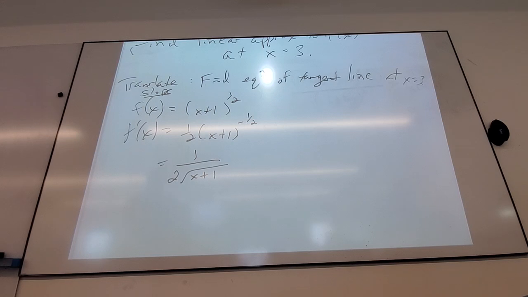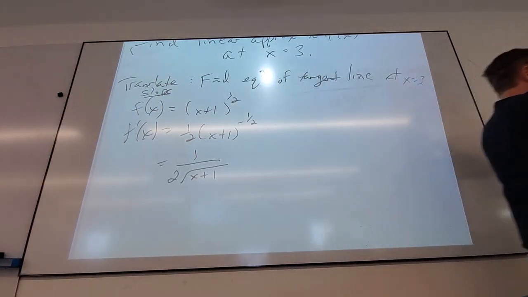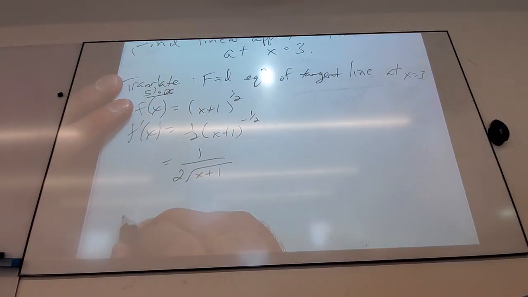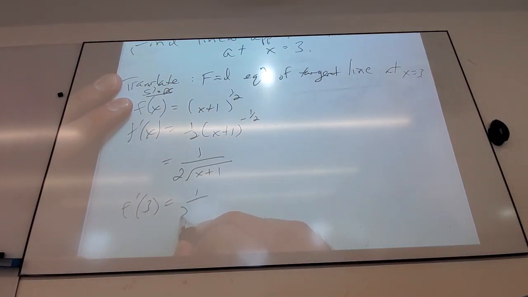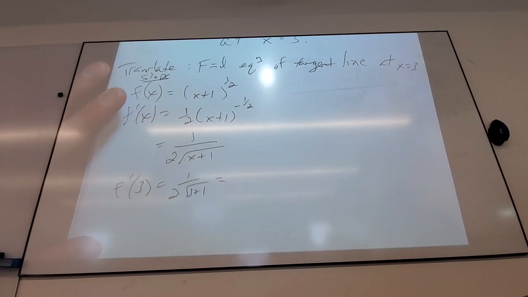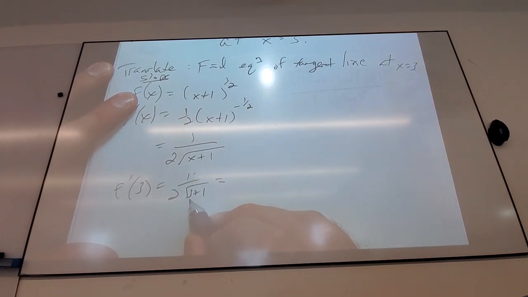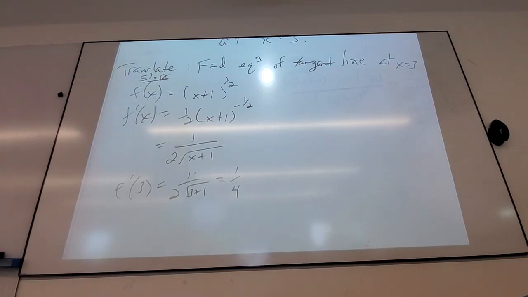Plug in 3, because this tells me the slope everywhere. I don't care about everywhere. I just care about 3. So what do you guys get when you plug a 3 into that? Yes, you get 1/2. 1 over 2 times square root of 4 is 1 over 2 times 2 is 1/4. Okay. So we got the slope.